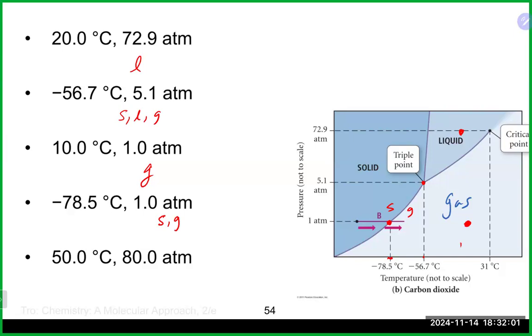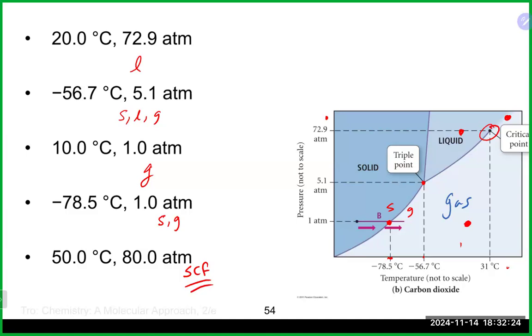Lastly, we have 50 and 80 atmospheres. So 80 is definitely above this number, and 50 is definitely past this number, which means that puts us right there above the critical point, the critical temperature and pressure. And above that, you have that supercritical fluid basically happening at this point.